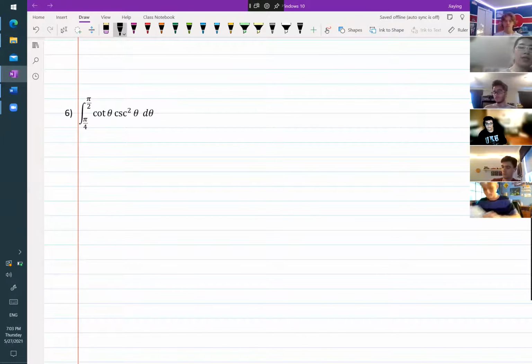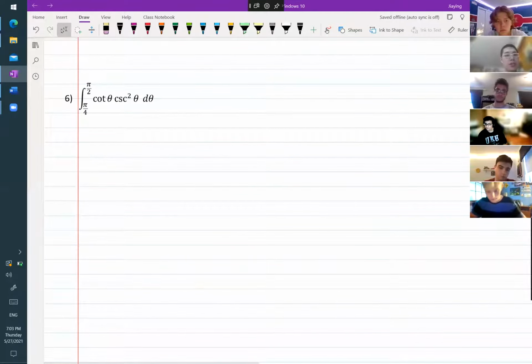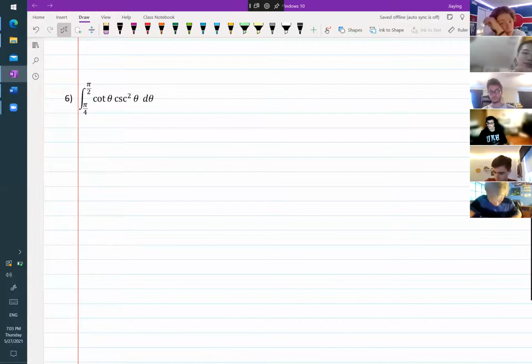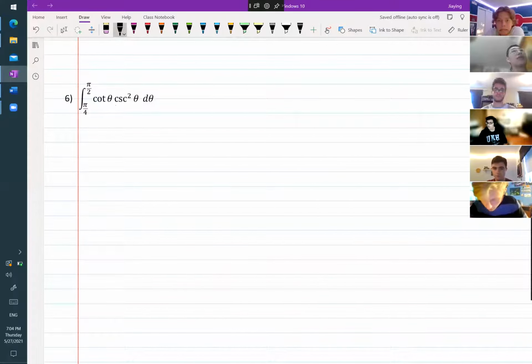So here we're integrating cotangent theta cosecant squared theta d theta. So anyone know what we should do? Which part should we call u, or should we do something to simplify first? Which one do you think should be the u here? No, that's actually a good trap to fall into. No, it's actually not cosecant theta.